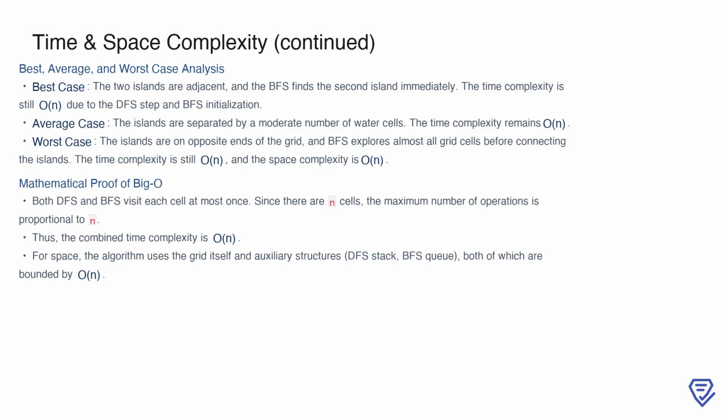Finally, let's validate the big O analysis mathematically. Both DFS and BFS process each cell at most once, making the total operations proportional to n. The space usage is similarly bounded by the grid size and the auxiliary structures like the stack and queue, both capped at O(n). This confirms that the time complexity is O(n), and the space complexity is also O(n).